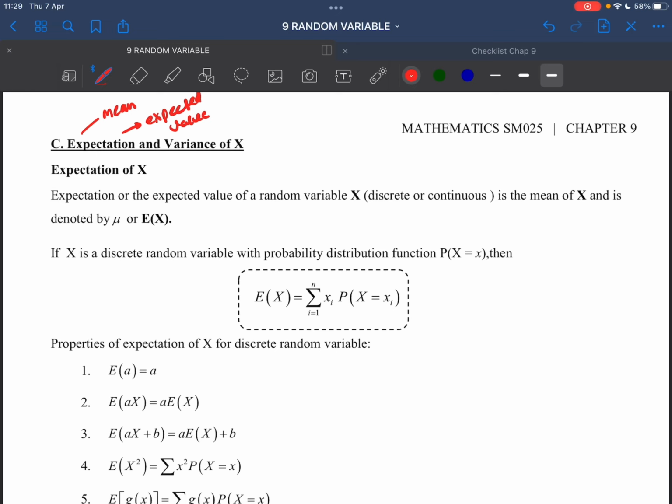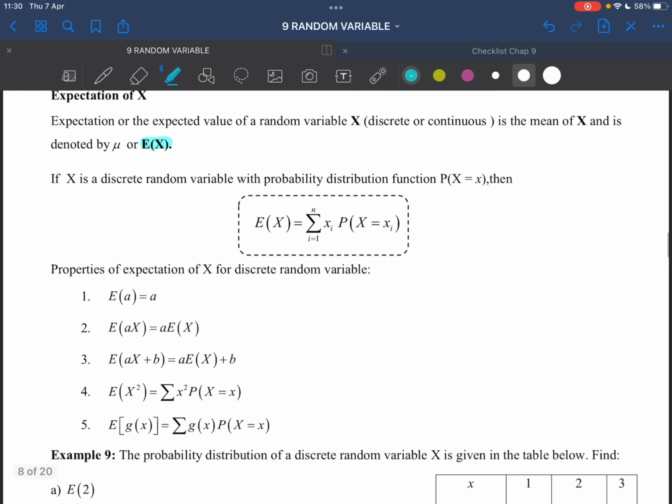So we denote the expectation as E(X). If X is a discrete random variable with a probability distribution, that means if you want to find the mean or expectation, you have to have the probability distribution function. If we have a cumulative distribution, we cannot find E(X). You have to change it into the probability distribution function first, then only can you find your expectation.